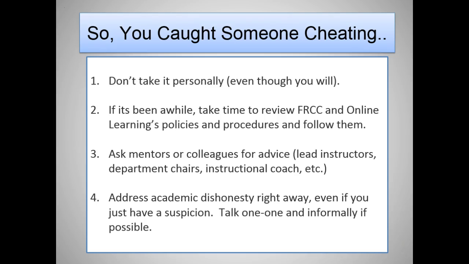Everyone has dealt with cheaters. And if you've taught for many semesters or many years, you've seen a lot of cheating. You've certainly heard people talk about cheating. So realize that it happens to everyone. Ask for advice. And ask for advice immediately. Address it right away. Even if you only have a suspicion, address it right away.